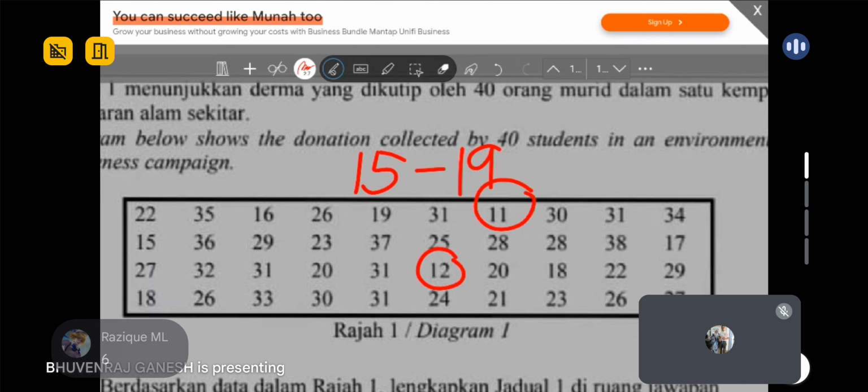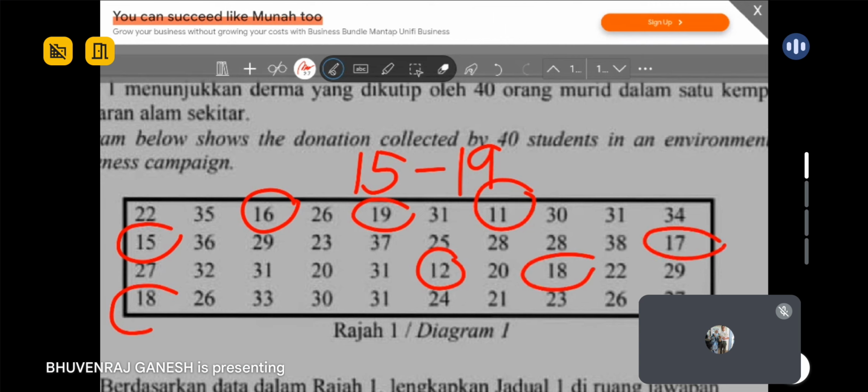15 to 19. Okay, so 1, 2, 3, and then 4, and then 5, 6. Boleh guys? So 6. Okay, next one. 20 to 24 guys. May I know how many number? 20 sampai 24. What is your frequency?